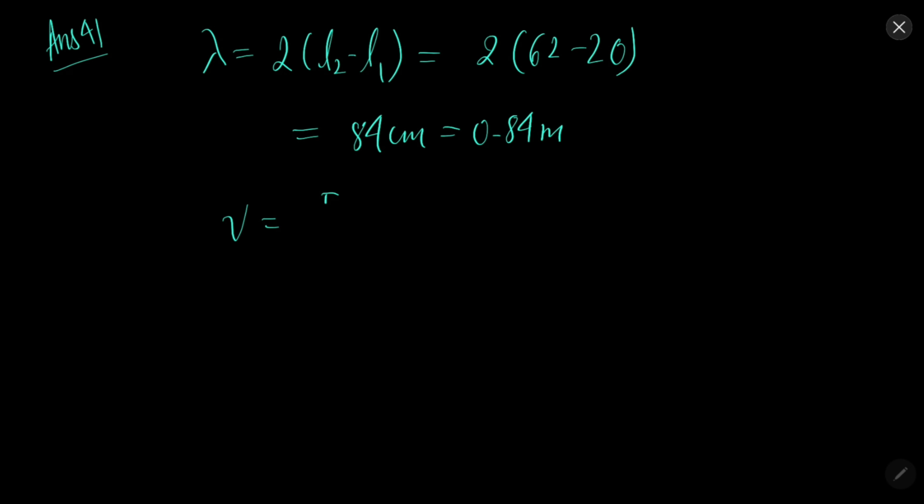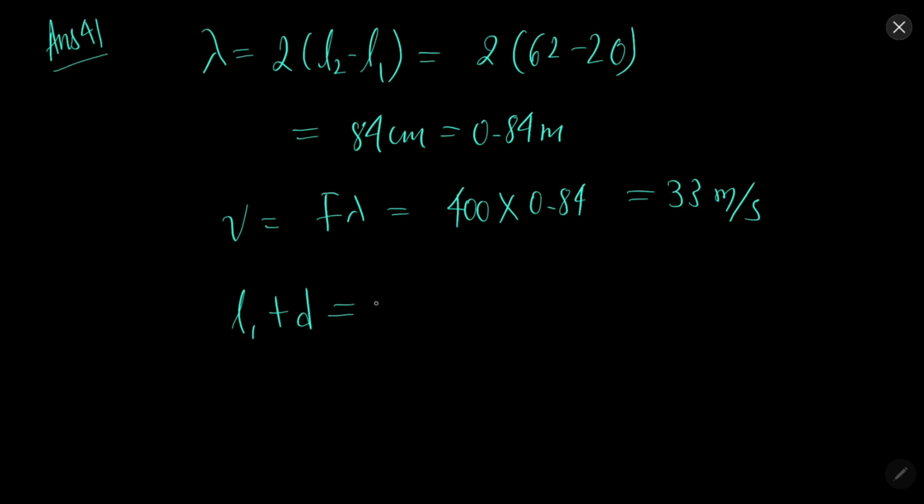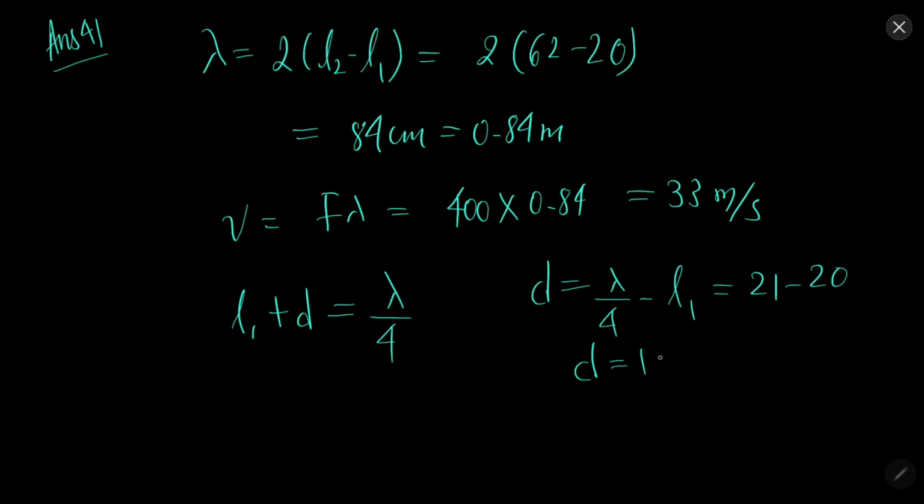Then the velocity will be frequency into wavelength, 400 into 0.84, which will give us 336 meters per second. So therefore L1 plus D will be lambda by 4. D will come out to be lambda by 4 minus L1, which will be 21 minus 20. So D will be 1 centimeter.